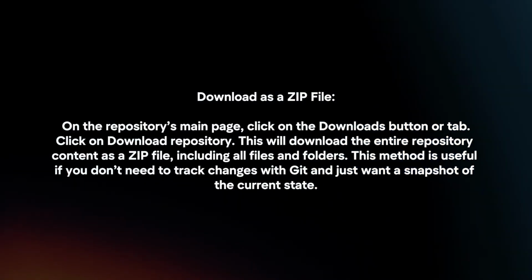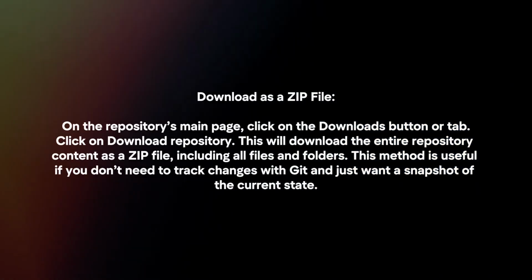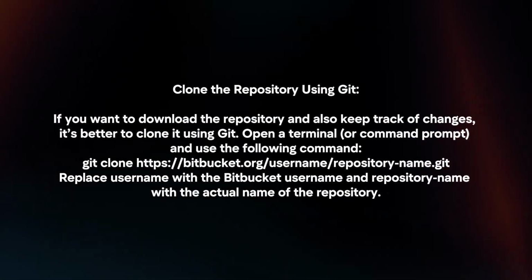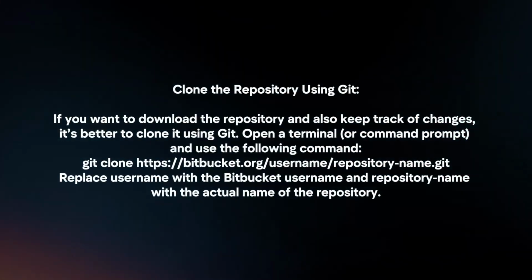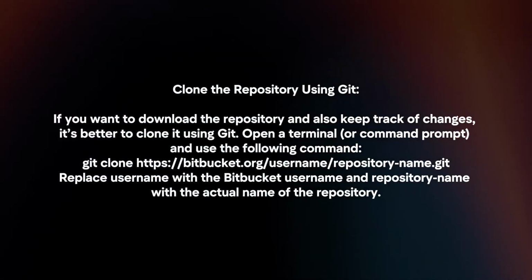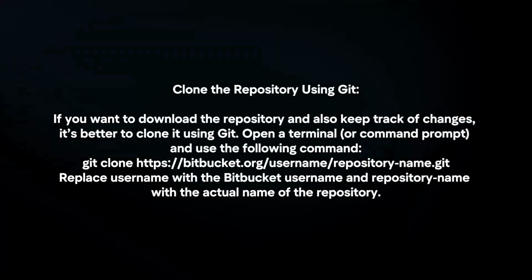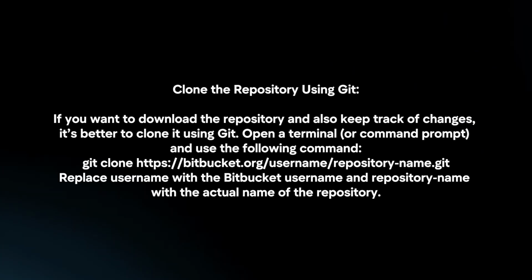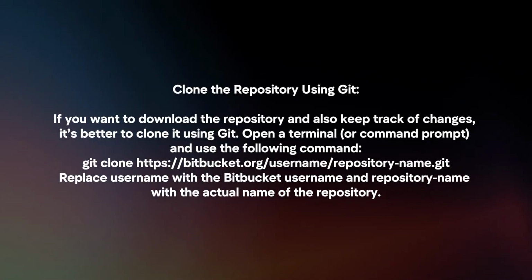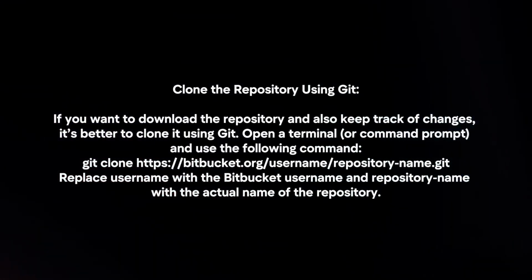This method is useful if you don't need to track changes with Git and just want a snapshot of the current state. Clone the repository using Git. If you want to download the repository and also keep track of changes, it's better to clone it using Git. Open a terminal and use the following command. Replace username with the Bitbucket username and repository name with the actual name of the repository.